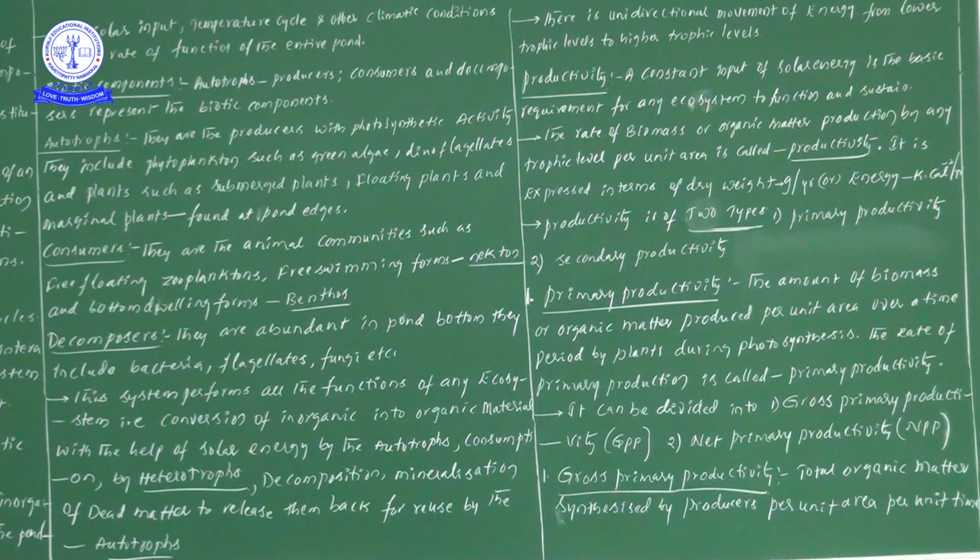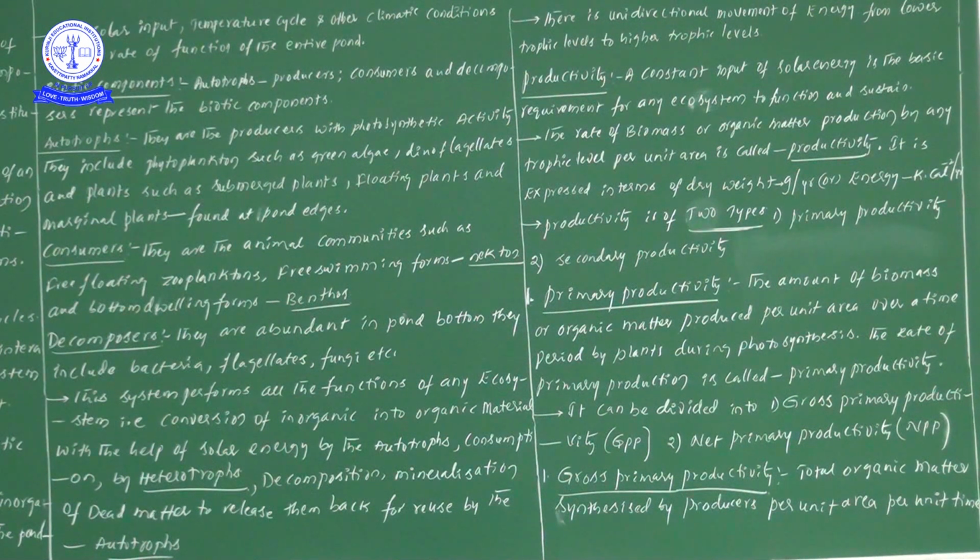This primary productivity can be divided into two types. The first one is gross primary productivity and the second one is net primary productivity. Now let us learn about gross primary productivity. What is the information? It is the total organic matter synthesized by the producers per unit area at a particular time.